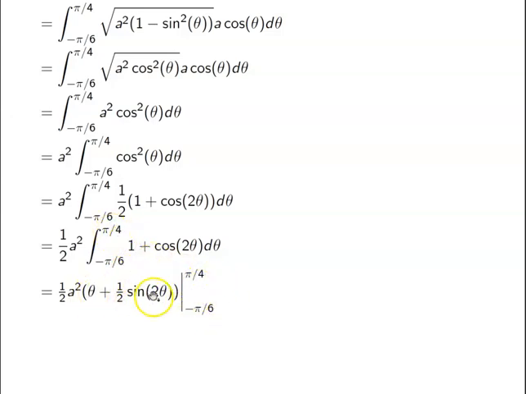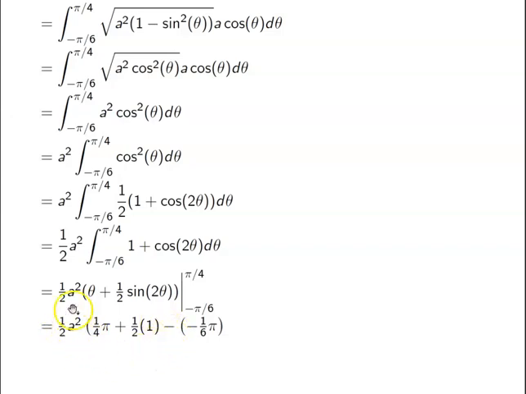So again, we plug in pi over 4 first, and then subtract this negative pi over 6. So I'll have 1/2 a squared times pi over 4 plus 1/2 sine 2 times pi over 4. 2 times pi over 4 is the same thing as pi over 2. And we know that sine equals 1 at pi over 2. So I got the 1 pi over 4, 1/2. This should just be 1. Okay. I'm going to subtract from that.